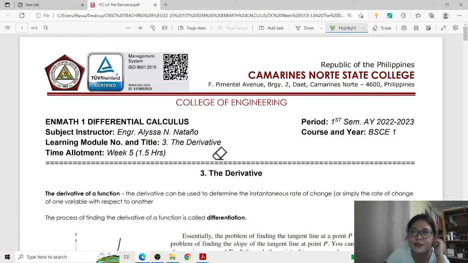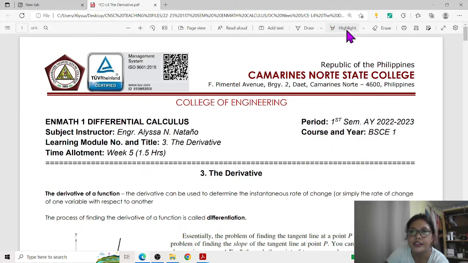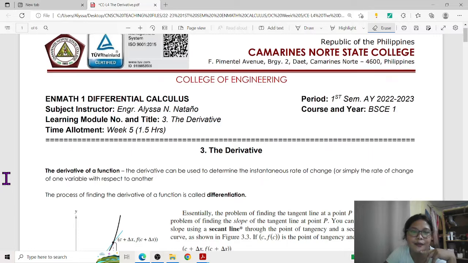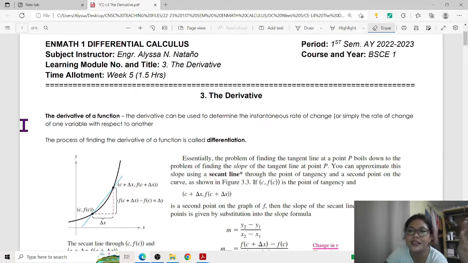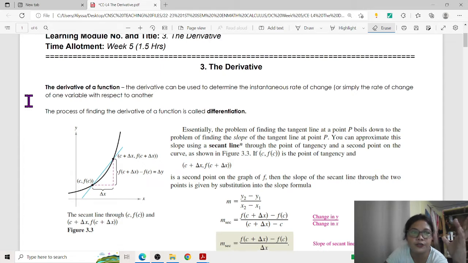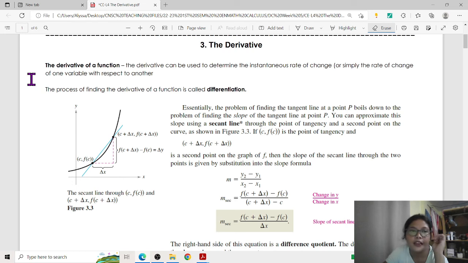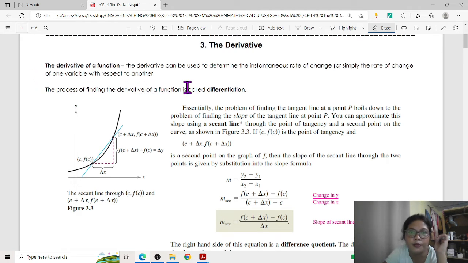Actually, finally, this will be the point where I will be introducing to you the concept of derivative. So, simulan natin. By definition, the derivative can be used to determine the instantaneous rate of change, or simply the rate of change of one variable with respect to another. And the process of finding the derivative of a function is called differentiation.